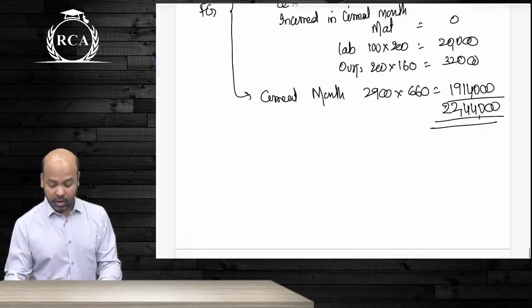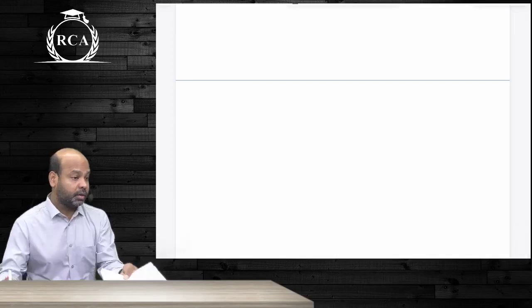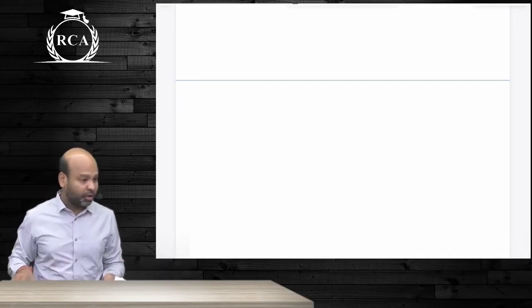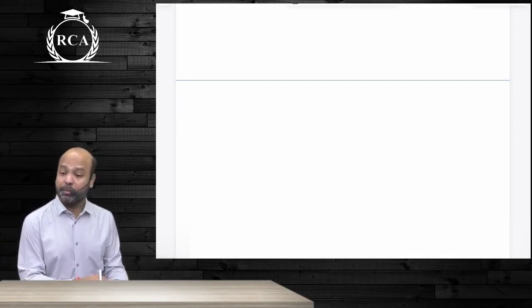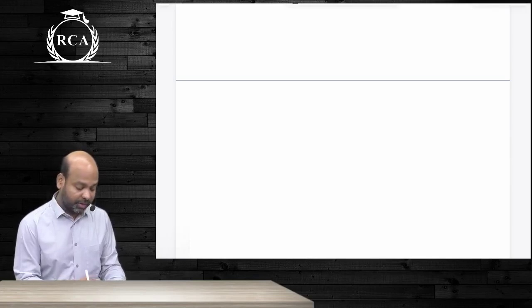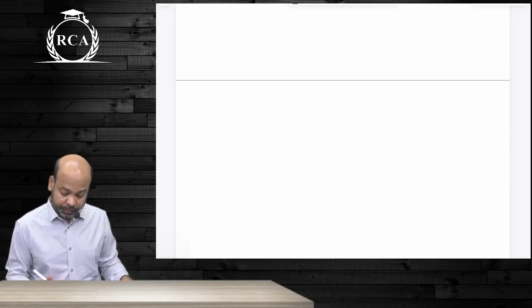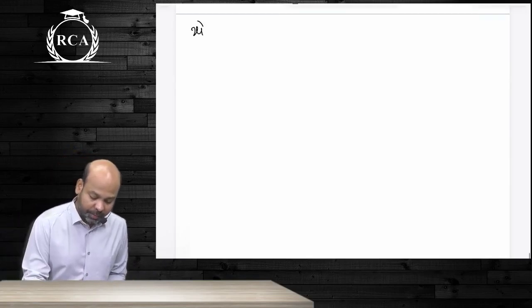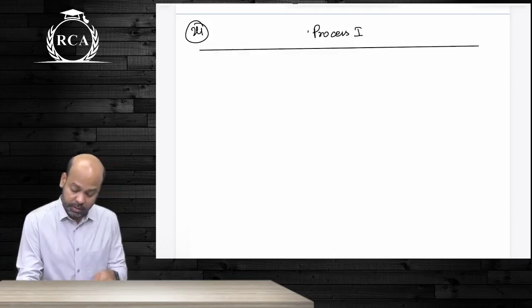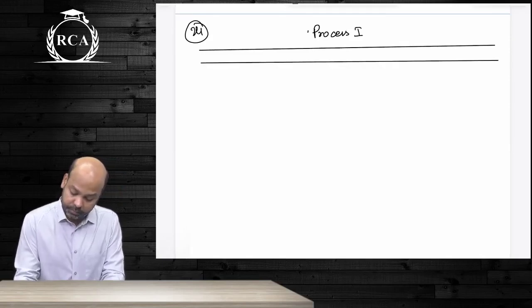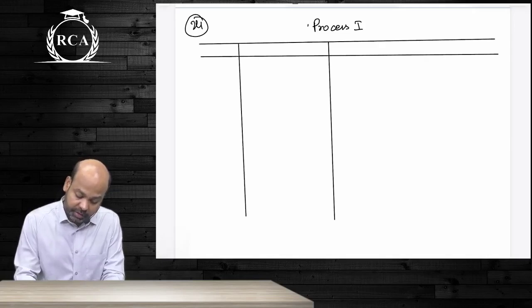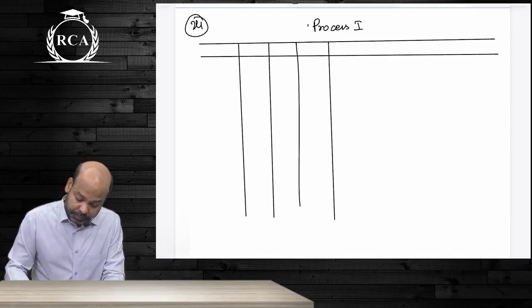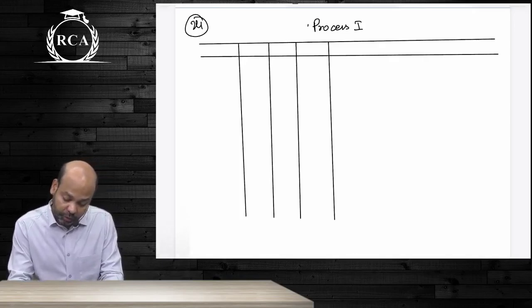Chalo beta, process 1. Process 1 will be simpler here. Why? You are not receiving input from any other process, guys. It is the first process directly, so there will not be any profit element included in process 1. Profit element, beta, will be included only from process 2. So all of you, beta, let's start preparing process 1 account, guys. Here also we are going to divide the total column into 2 parts, beta. One is cost, the other one is profit, because the final output when transferred, beta, will be inclusive of the profit markup.